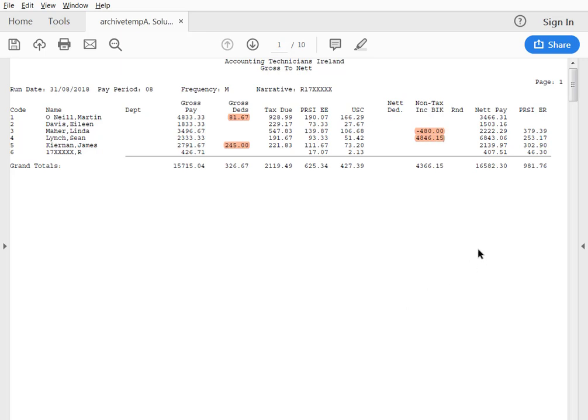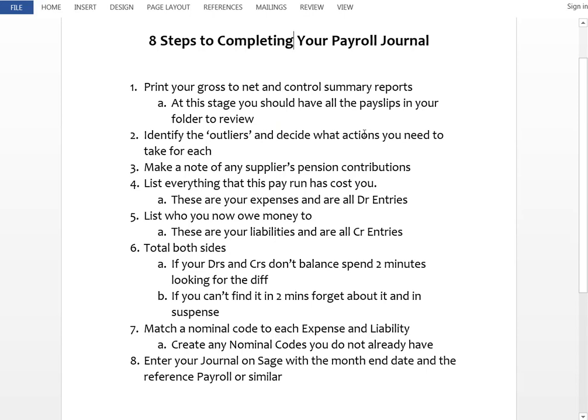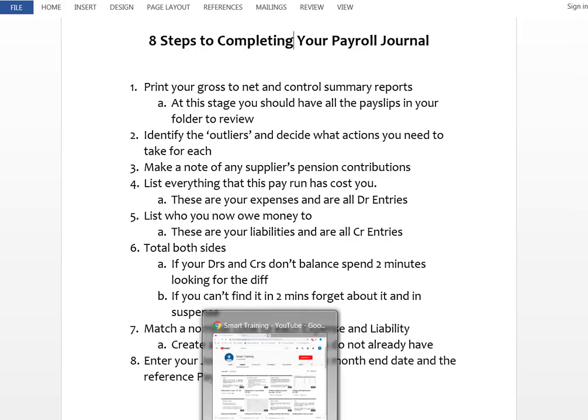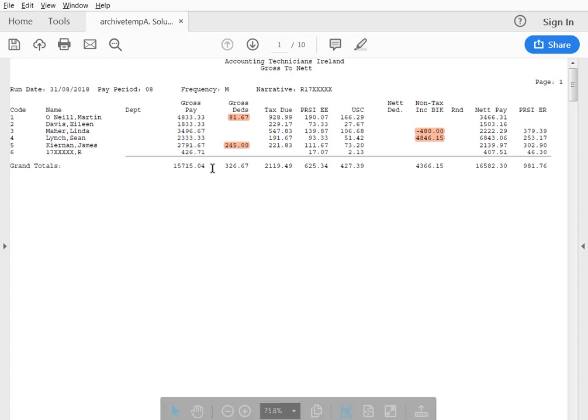For starters, let me just pop back to our list. So we've got to identify the outliers and decide what you need to do with each, and make a note of any supplier's pension contribution or employer's pension contribution. Alright, so the 8167, that is a gross deduction for this particular person. Then I'm looking at the 245 being a pension contribution by that person, and I'm going to make a note for myself that there was also a pension contribution from the employer of 80.